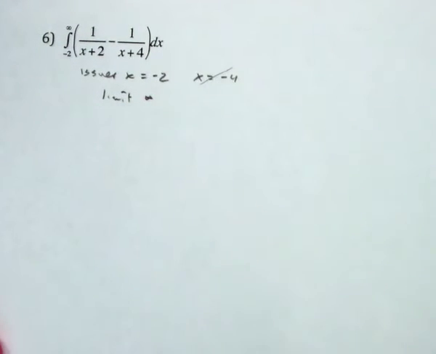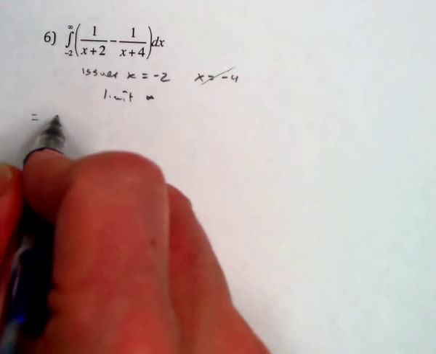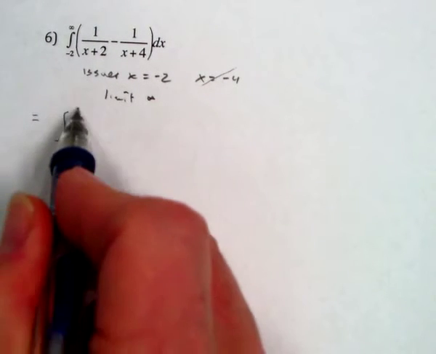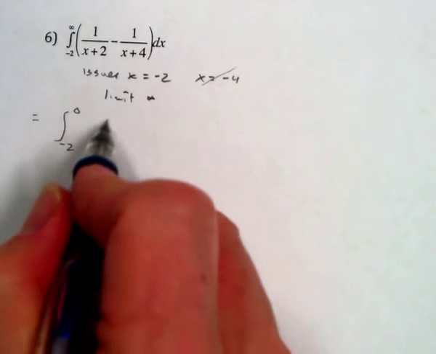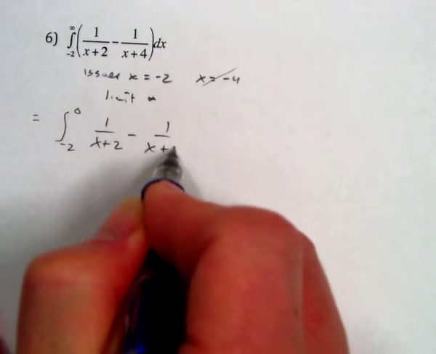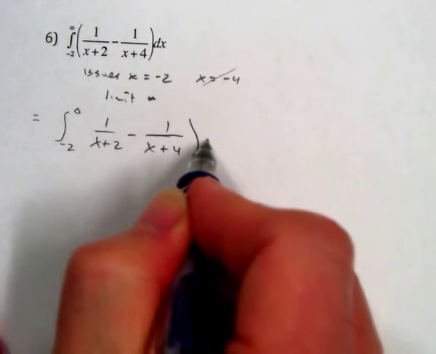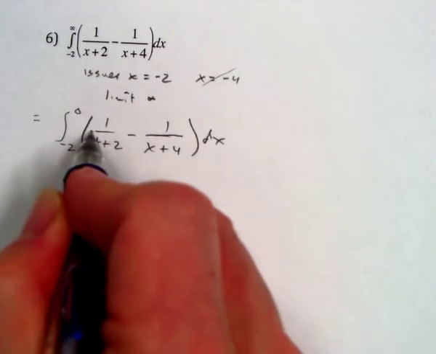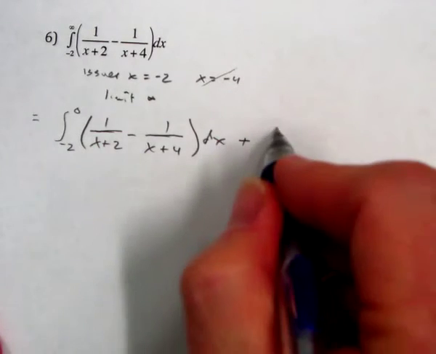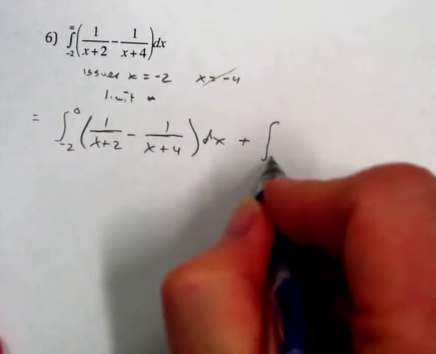So what do we need to do? Just like we did before, we need to break it up into two separate integrals. I go negative 2 to 0 of 1 over x plus 2, 1 over x plus 4. Let me make sure I write that correctly. Plus, we're just picking some convenient number. We could use 1, we could use 0.